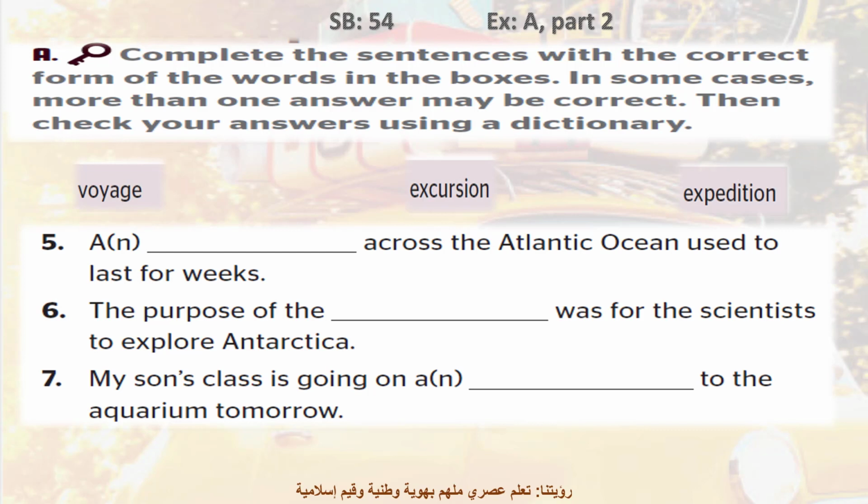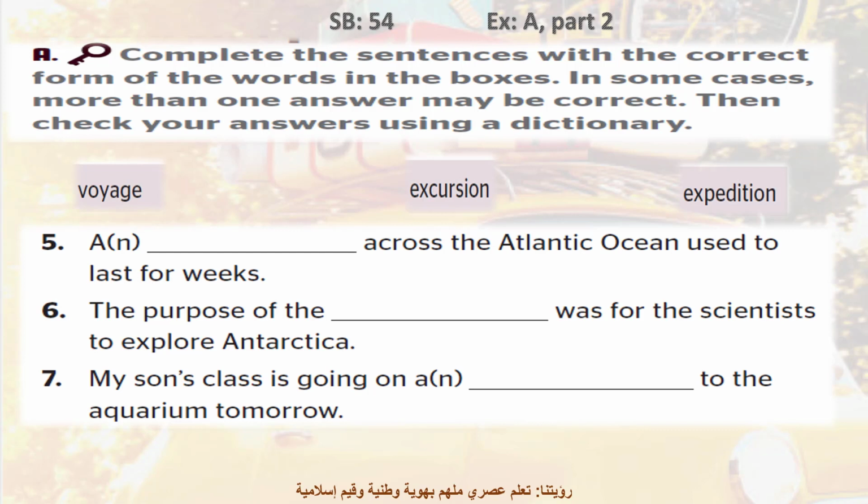Let's discuss the 3 words together before checking your answers. Voyage. A voyage is a trip, but on the sea. What about excursion? Excursion is also a trip, but it's one of those trips that are designed or planned for pleasure. And finally, expedition. Expedition is a trip, but for scientific reasons.